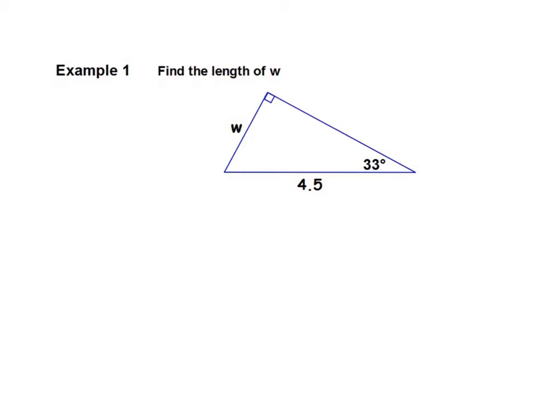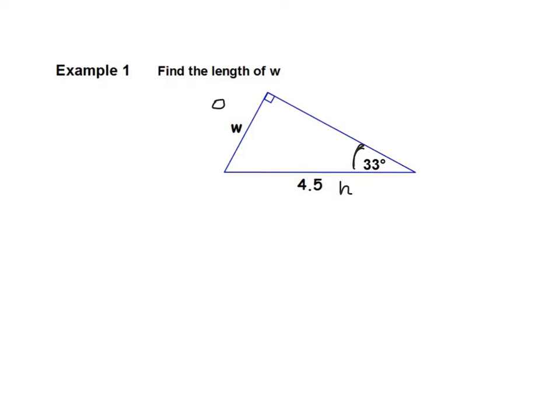So in example one here, I have a right triangle. I know one side of the triangle, I know an angle, and I'm looking for the other side. So the first step is to identify your reference angle. In that case, it's definitely the 33 degrees right here. I like to go ahead and label the hypotenuse, and then this W over here, that would be the opposite side. So I now know I have opposite and I have hypotenuse, so that means I'm going to use the sine function.